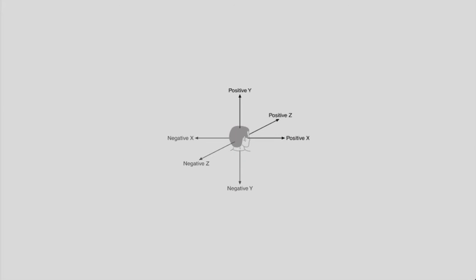And so if we were to look at that, we would be looking forward into the positive Z direction, which is depth, and behind our head would be the negative Z. To our right would be positive X, which is the horizontal axis. To the left is negative, and of course, positive Y is above our head and negative Y is below it. So when we think about 3D, then it's important to understand that that Z dimension is really critical.